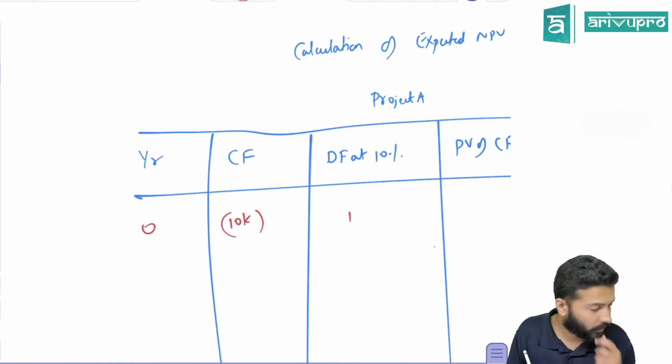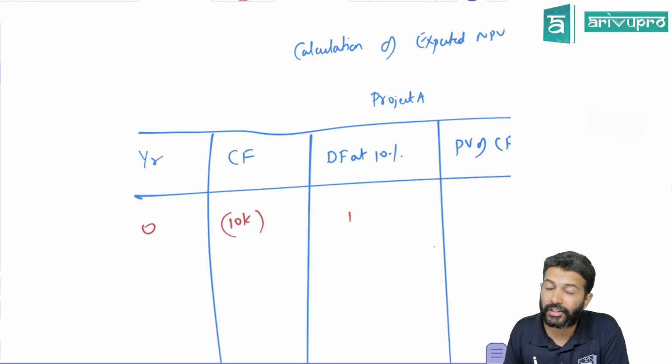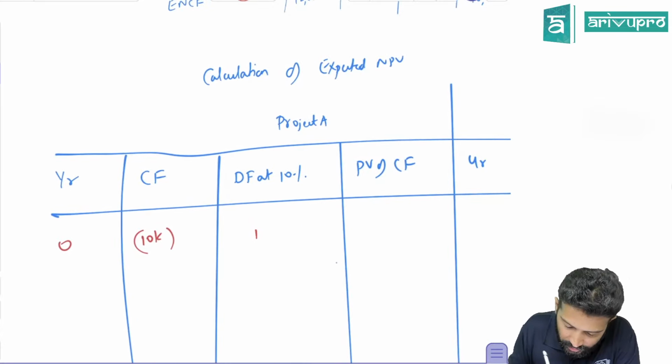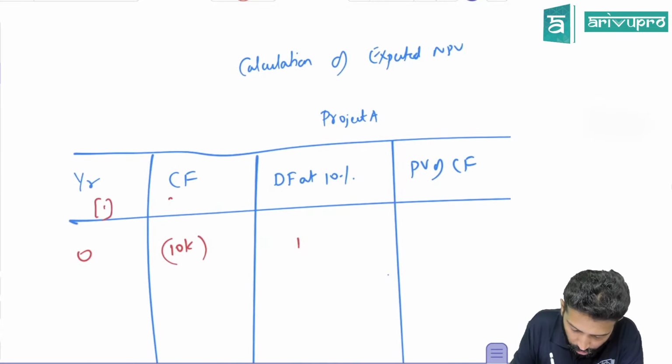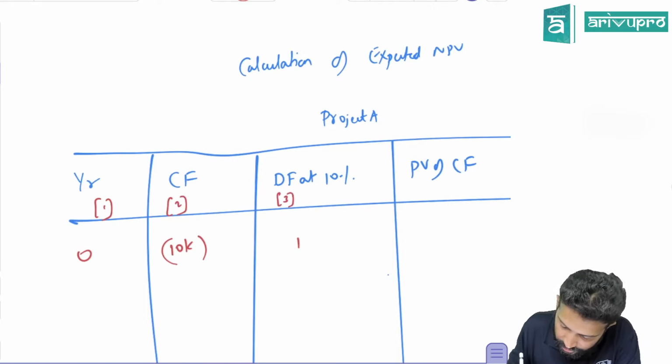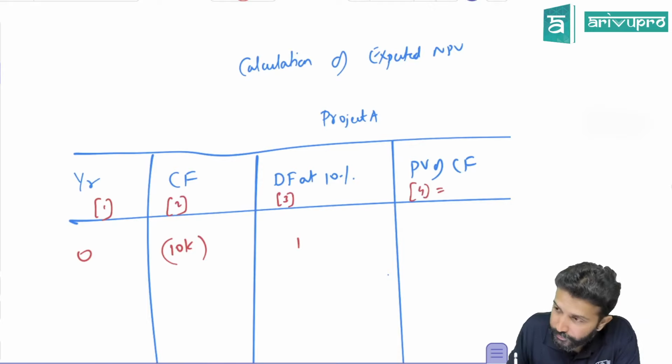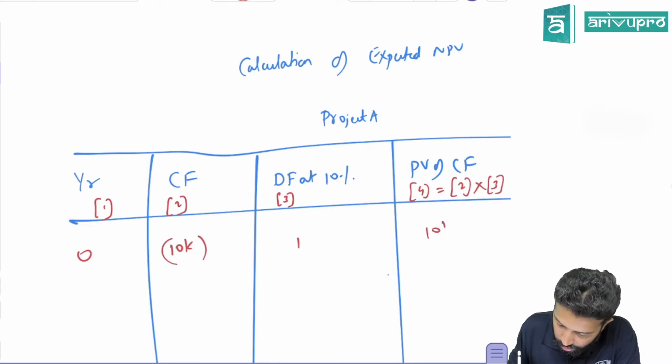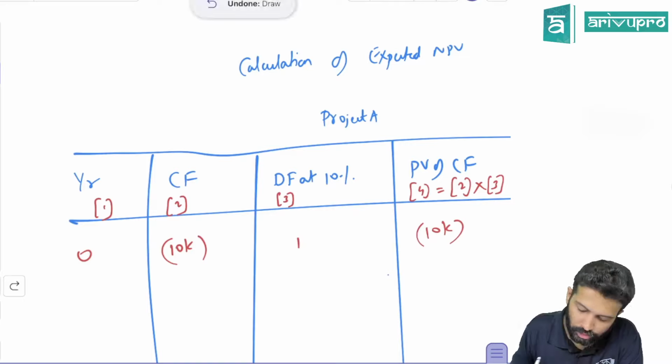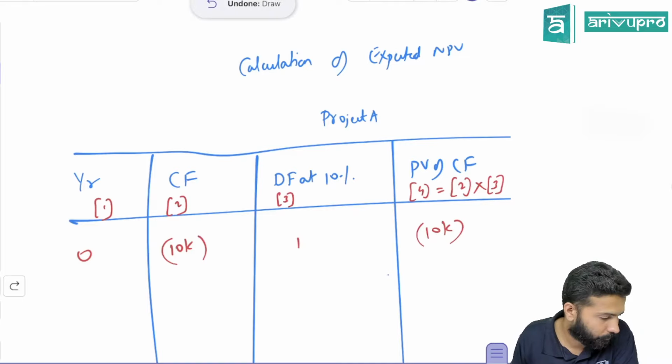What is the discount factor for year zero? One. Present value of cash flows. If you want, you can number the columns also: this is 1, 2, and this is 3, 4. How do you get 4? 2 multiplied by 3. So minus 10,000 into 1 gives you minus 10,000 only.